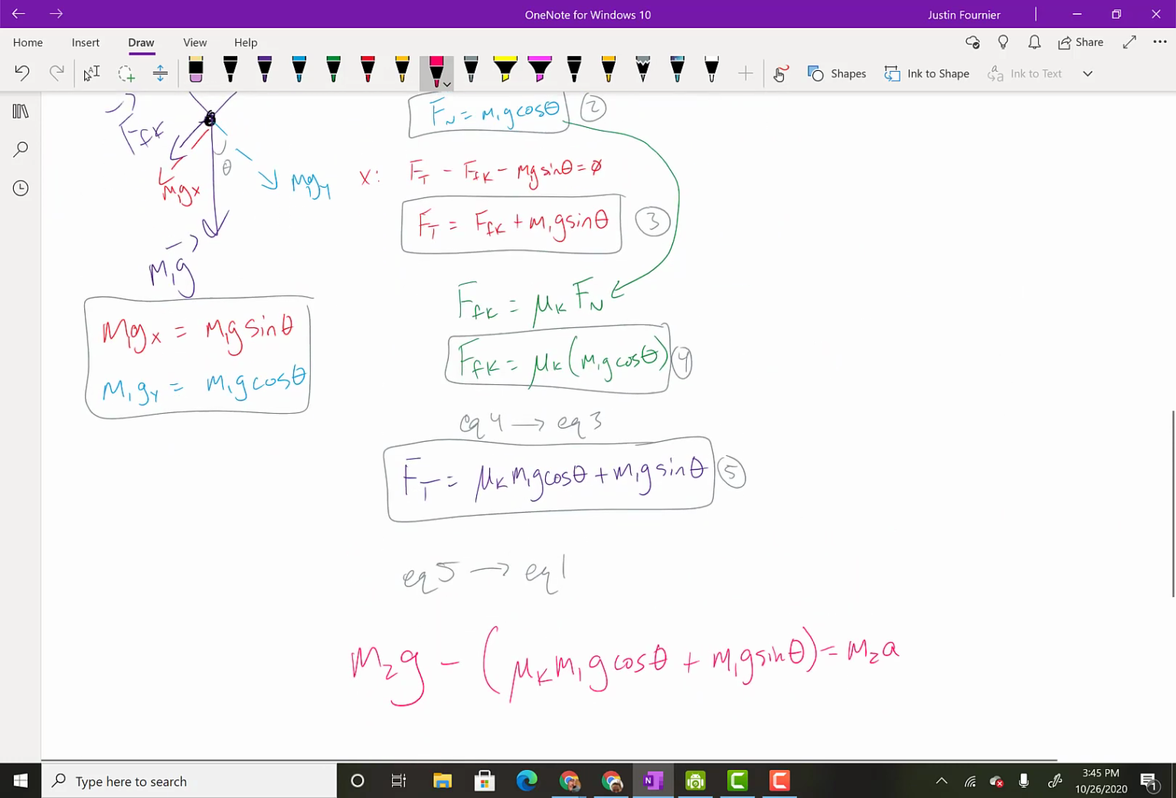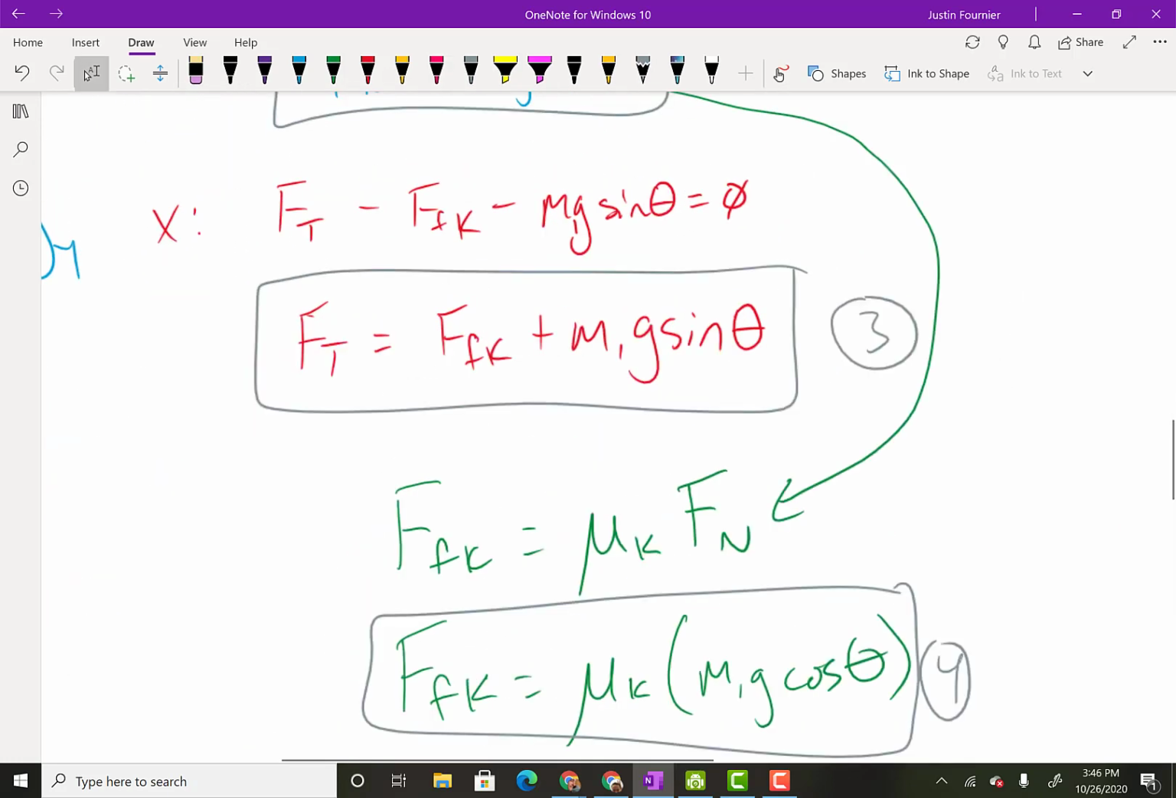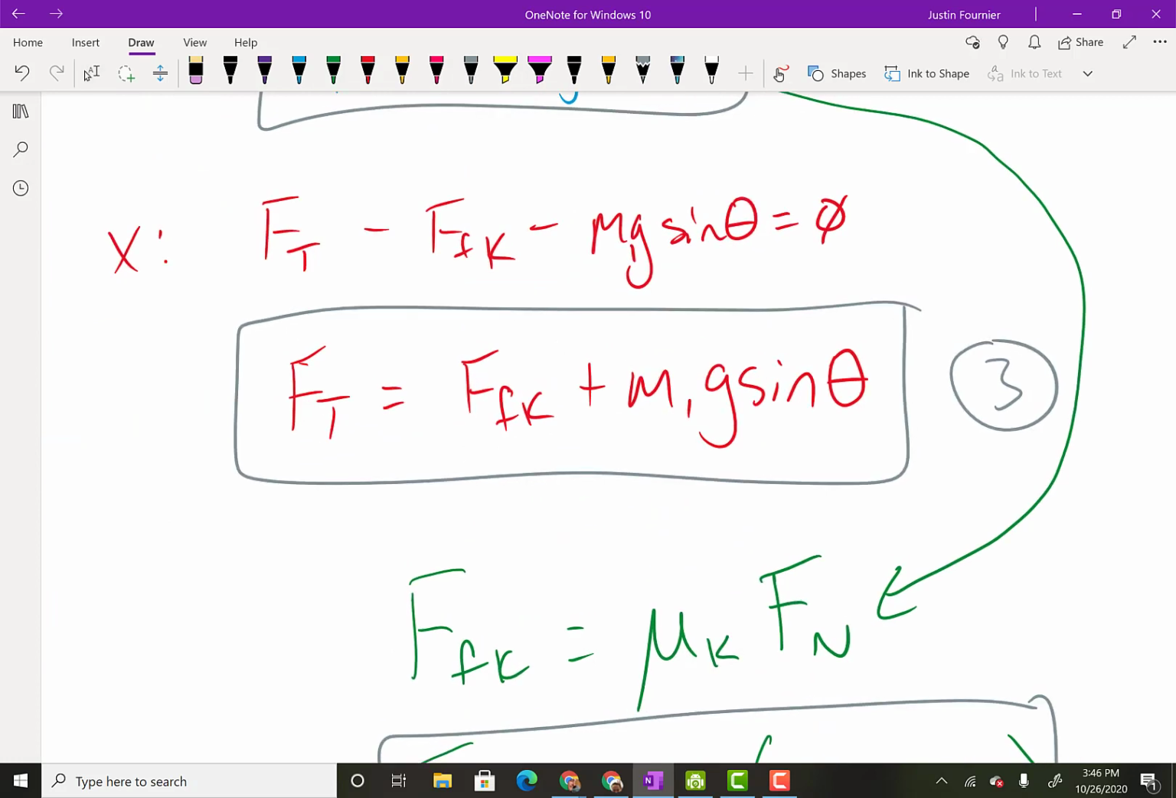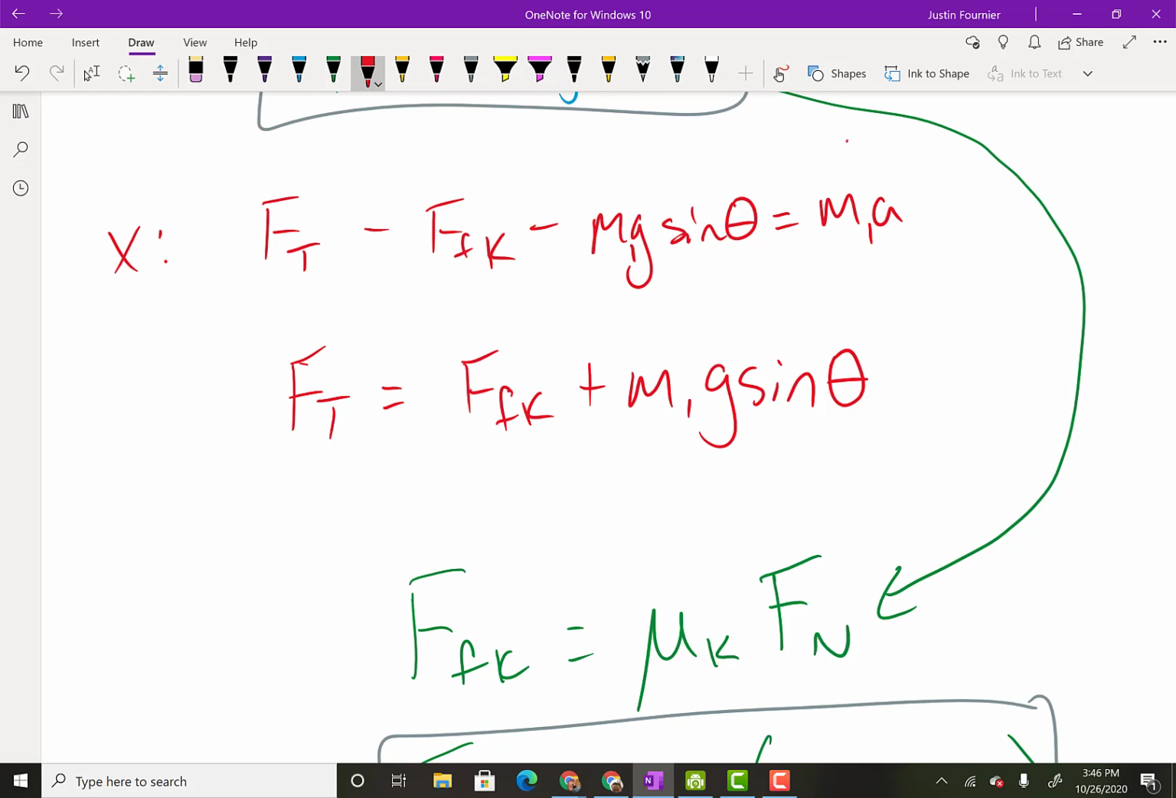Oh, shoot. I screwed up here. Okay, sorry, my bad. I'm accelerating here, so this is going to be mass times the acceleration along x. So it's m1a. My bad. So that's going to change. It's not going to change much, though, because that's just going to change this to plus m1a.